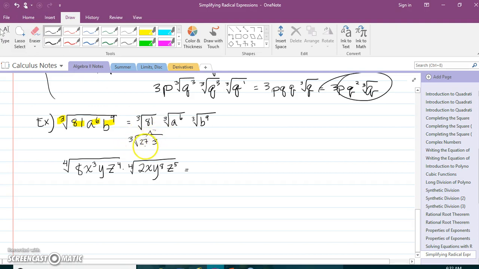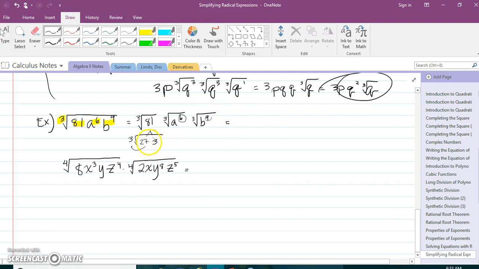And 27 is a perfect cube. Cube root of a to the 6. So I'm going to start doing the more efficient method, which is method 3, where you take your exponent and divide it by the index. Okay, so 6 divided by 3 is 2. 9 divided by 3 is 3. They each have no remainder, so they're perfect cubes.